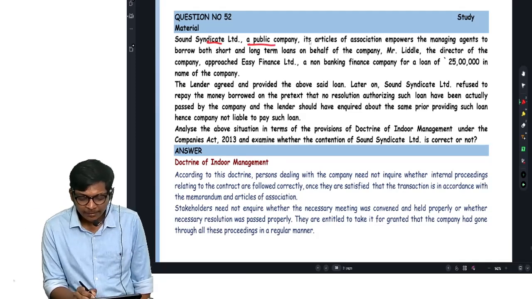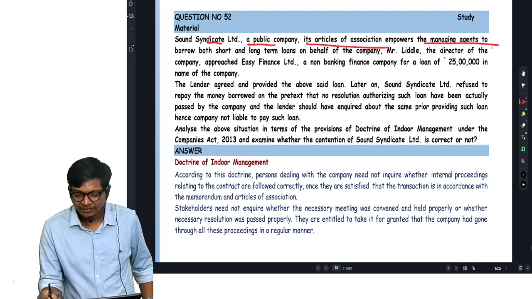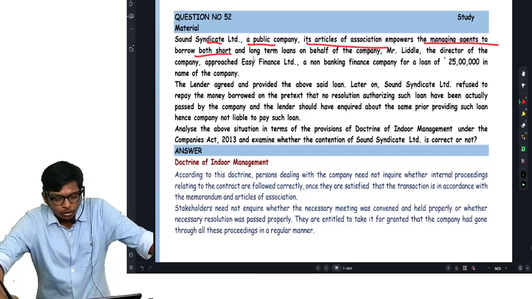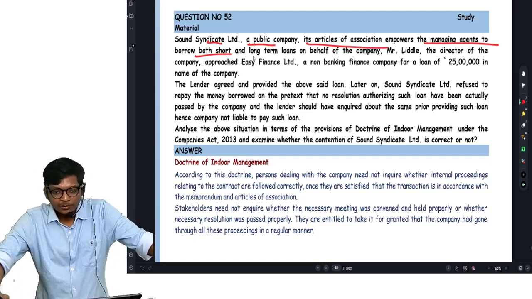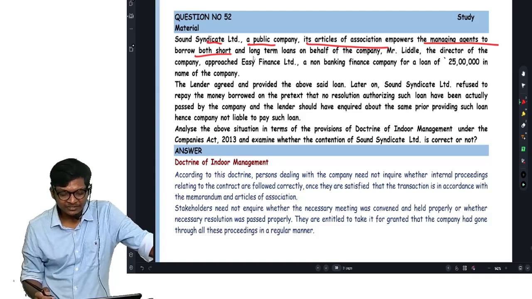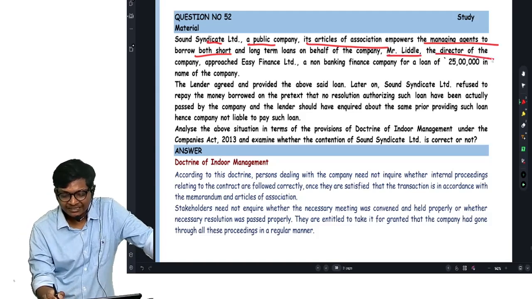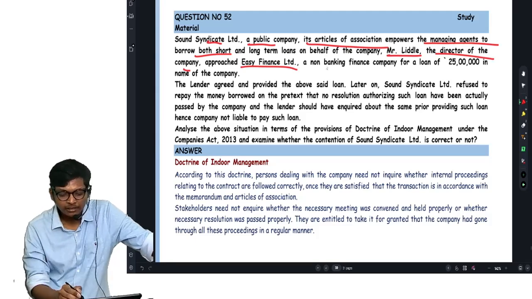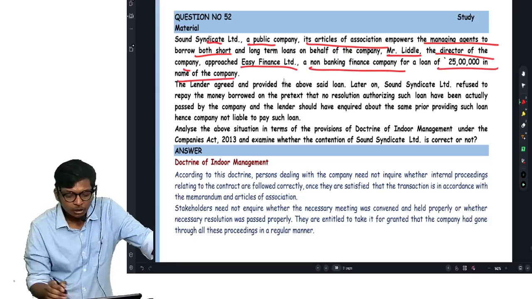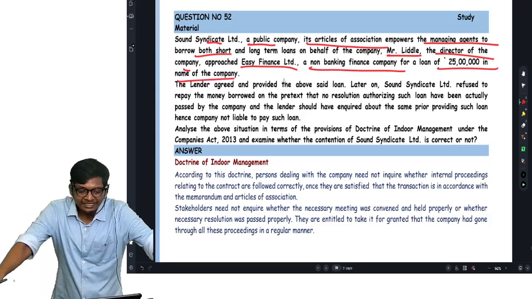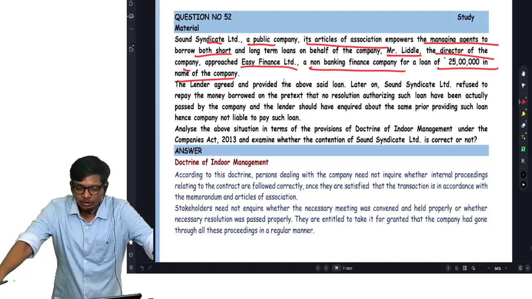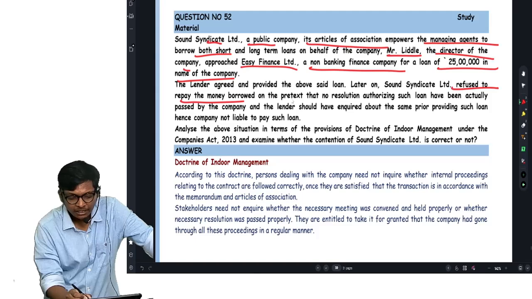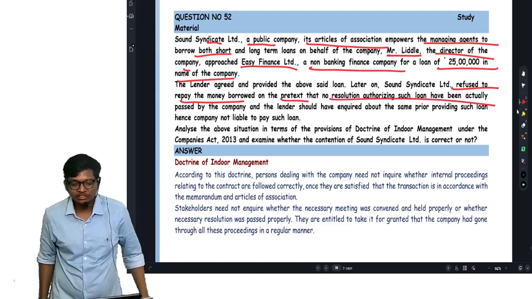A public company in its articles empowers the managing agents, similar to what we saw, to borrow both short term and long term loans. Let's at least read the question and confirm if it's the same or not. Mr. Little, the director of the company, approached Easy Finance, an NBFC, for a loan of 25 lakhs in the name of the company. Lender agreed and provided the loan. Later on, Sound Syndicate refused to repay the money on the pretext that no resolution is passed.